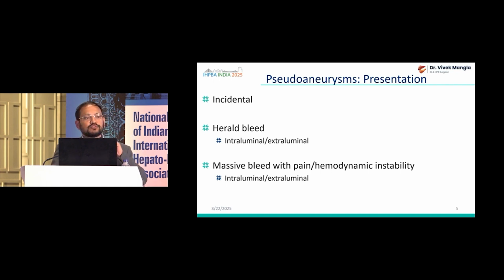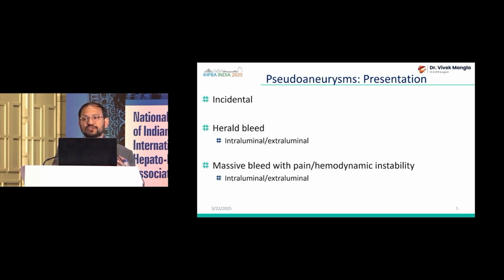Occasionally, what is reported quite often in literature, just like a Hallstead bleed reported on a Whipple, is something which has also been reported for pancreatitis pseudoaneurysms, and the bleed could again be intraluminal or extraluminal. Extraluminal would generally be apparent in a patient only if the patient had a percutaneous drain. Otherwise, it wouldn't really show up.